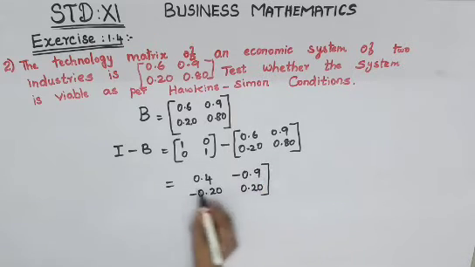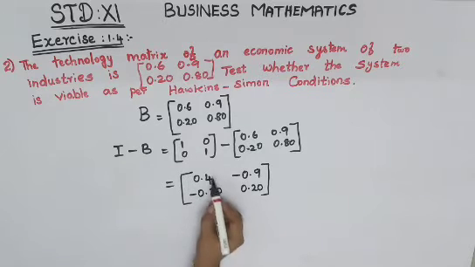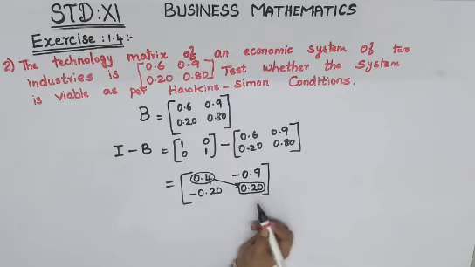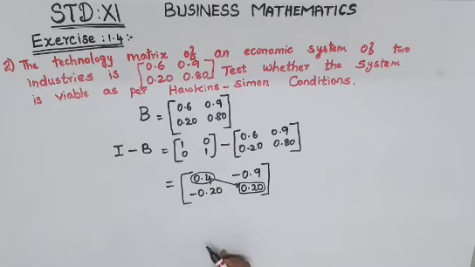So now check whether the main diagonals are positive. So this is called your main diagonal. So here also you have got positive element and here also you have got positive element. So your first condition for your Hawkin-Simon condition is satisfied.